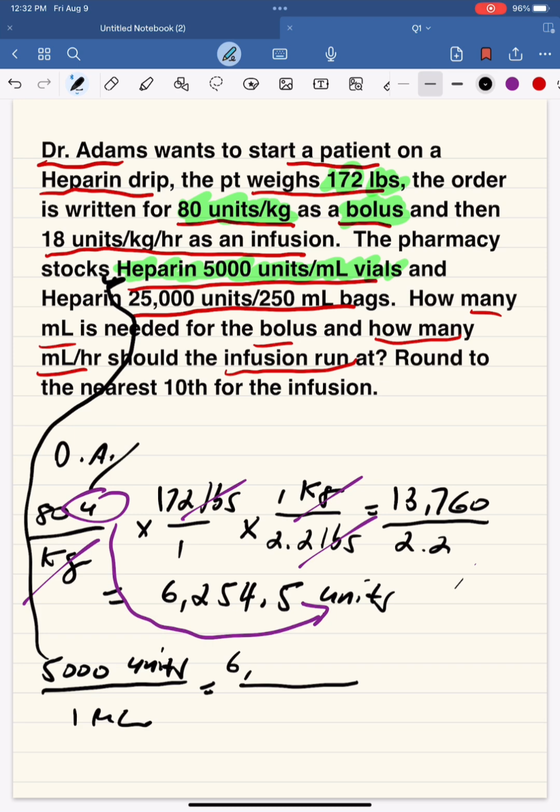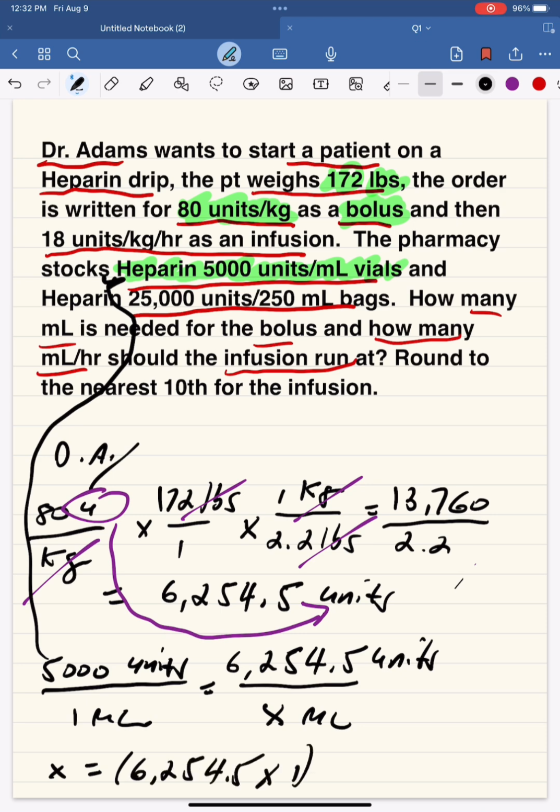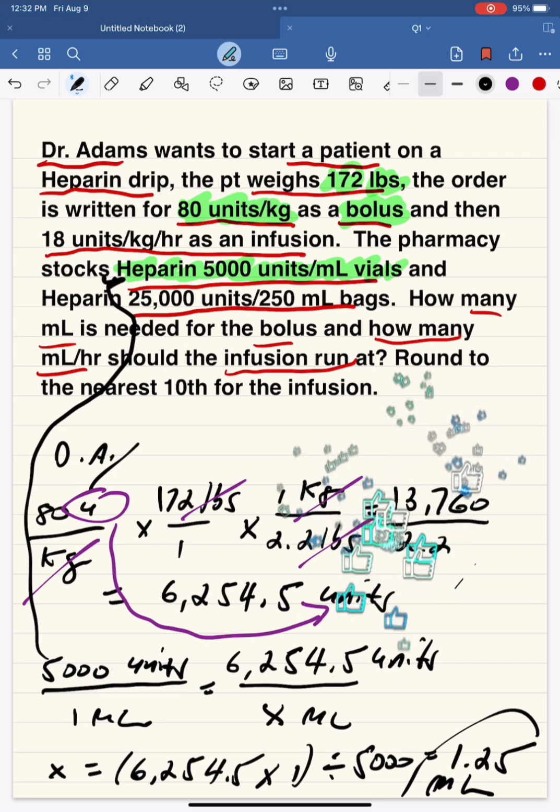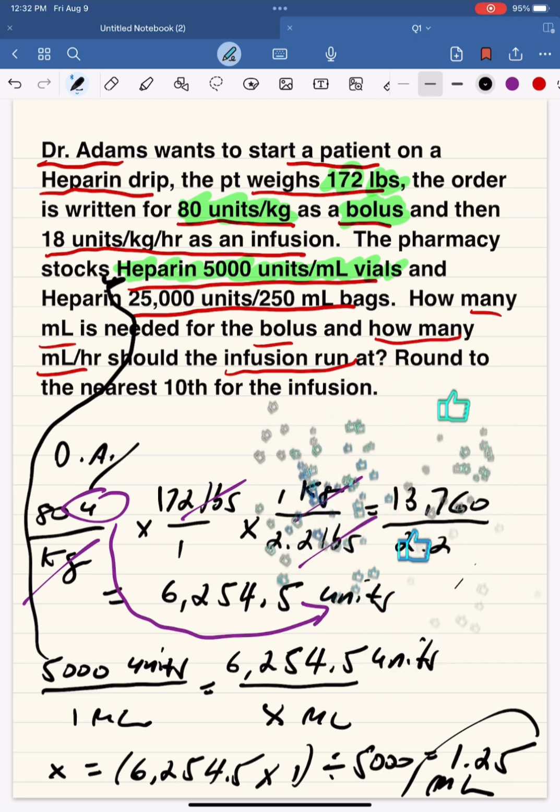So now we're going to do a simple ratio. 5,000 over 1 is equal to 6,254.5 units over X. And then we're going to cross multiply. We're going to do 6,254.5 units times 1 divided by 5,000. Take out your calculators. It gives you 1.25 milliliters. You need 1.25 milliliters to give you the 6,254.5 units.